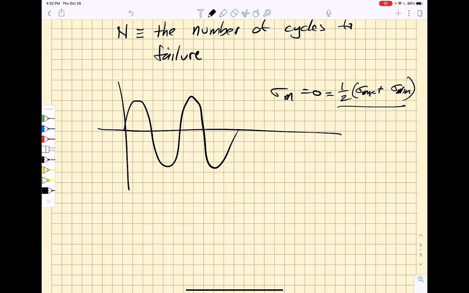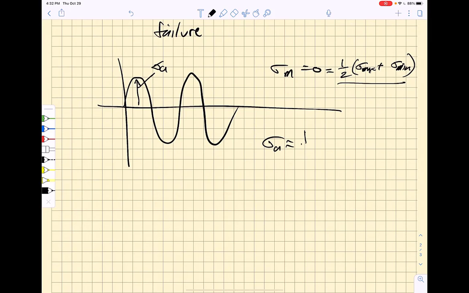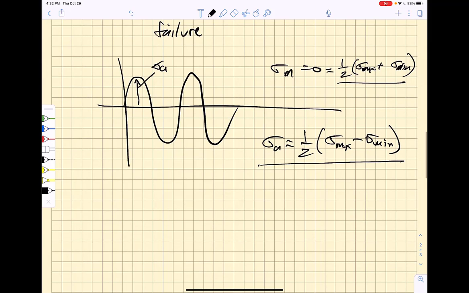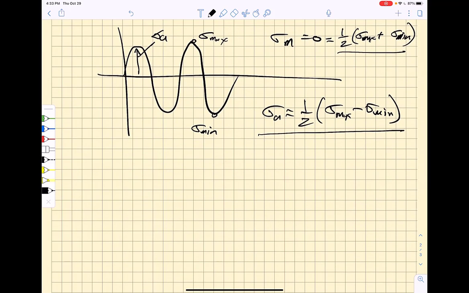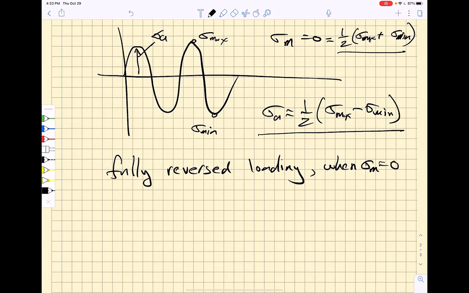The other thing that we need to find is the stress amplitude. The stress amplitude is going to be half the difference between the max and minimum stress. This up here is the max stress. This down here is the minimum stress. And this kind of loading is called fully reversed loading. That is when the mean stress is equal to 0.